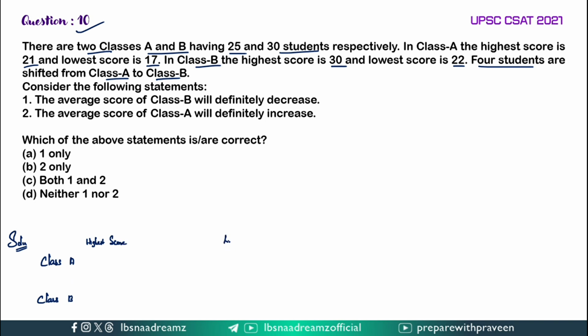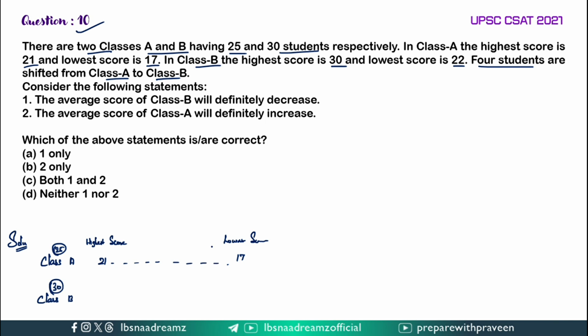Highest score and lowest score. In class A, there are 25 students, and in class B, there are 30 students. In class A, the highest score is 21 and the lowest score is 17. So the remaining students must have scored in between this.